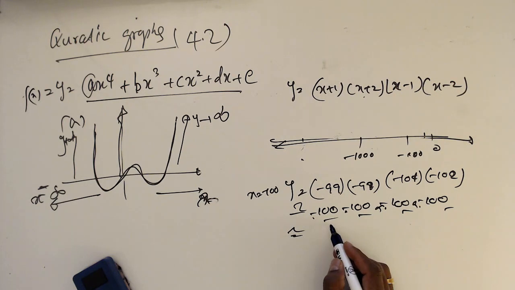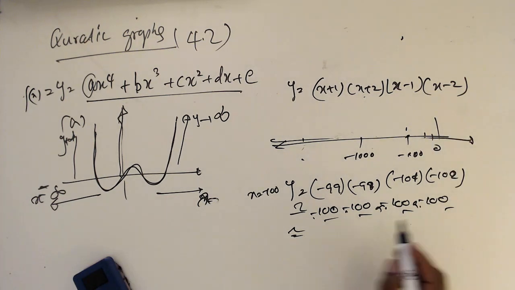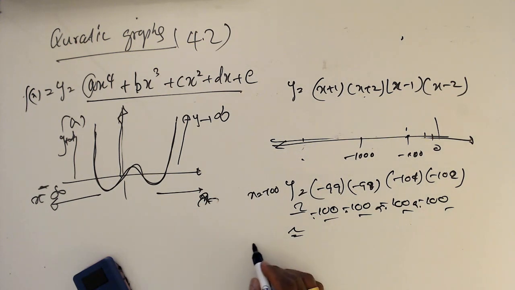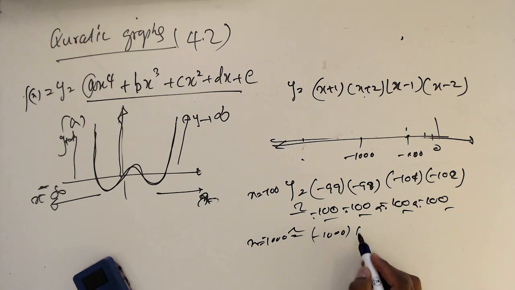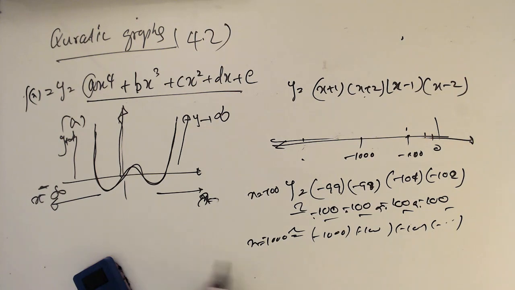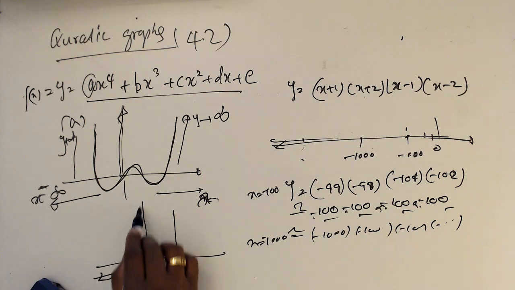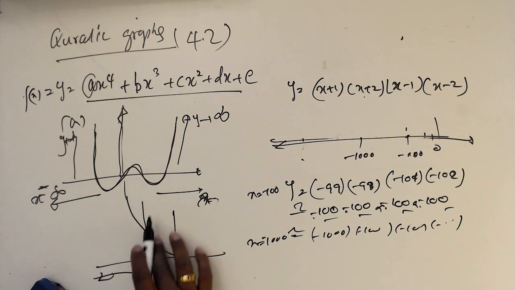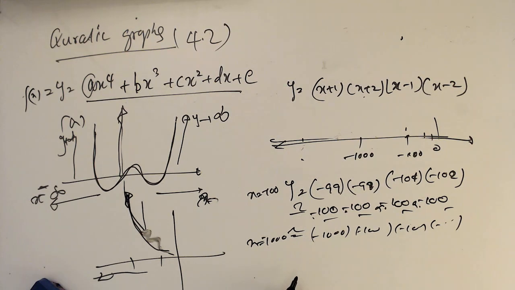So here you will get a y value somewhere here, which is a positive answer. Even with x equal to minus 10,000, you will see minus 1000, minus 1000, minus 1000, minus 1000. Likewise, when x goes to negative infinity, y goes to positive infinity. That's all you need to know.